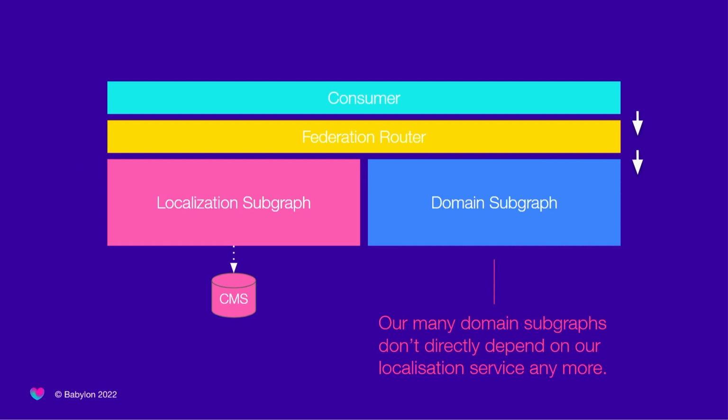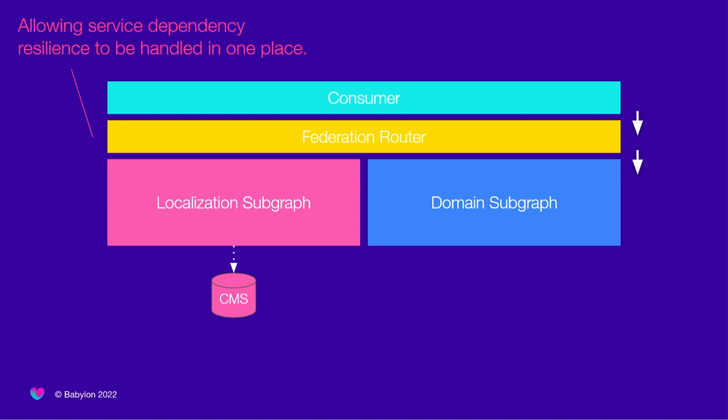This has been really good because we have lots of domain subgraphs that needed to do localization, and so we don't need to have that synchronous dependency in any of those domain subgraphs. Additionally, it's good because if we want to handle service resiliency, we can now handle that in one place, in the router, rather than having to handle it in all of our domain subgraphs.